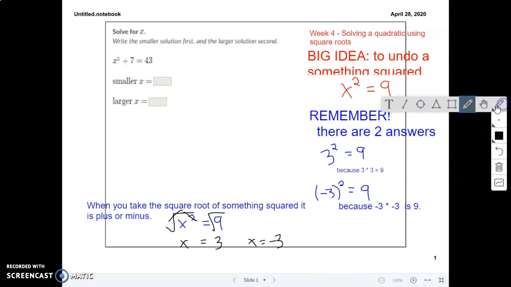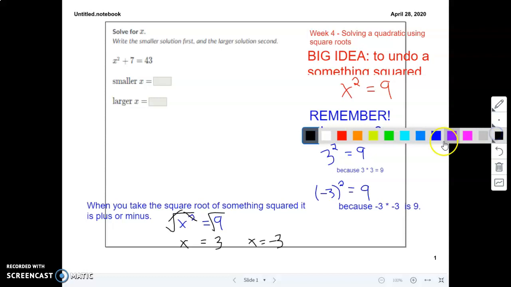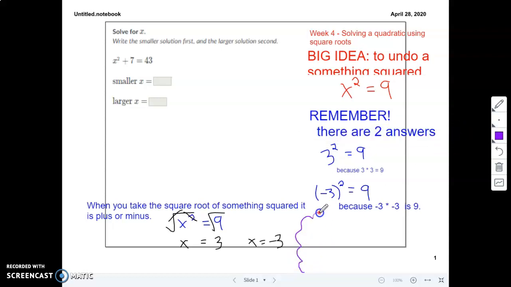So let's just do one more before we really get into this. Let's do purple. Let's do it over here. So let's say this is the problem I gave you. I said x squared is equal to, let's do 100. X squared is equal to 100.